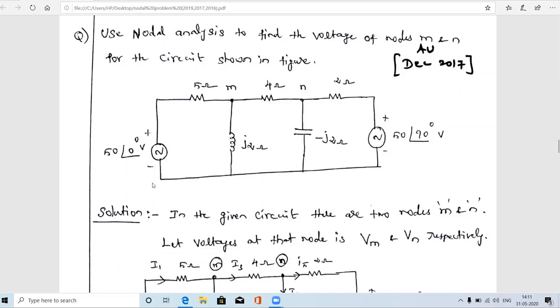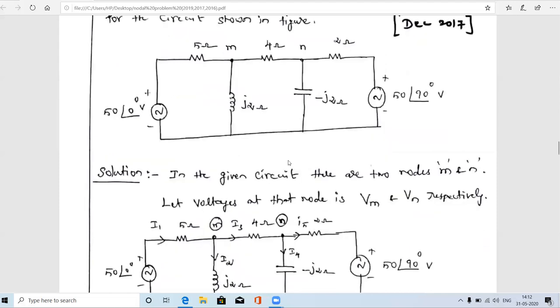For this circuit, we are going to use nodal analysis. Since the method is mentioned in the problem, we have to use that particular method only. Here there are two nodes, and the problem itself gives the nodes: this is node M and this is node N. A node means the meeting point of three or more branches. This is also one node, but this node is the reference node. The voltage at the reference node is 0, so we omit it and solve by the nodal method.